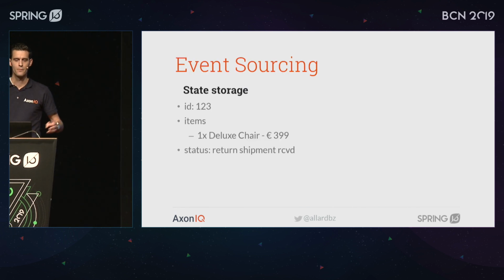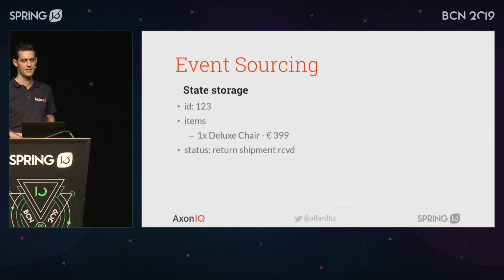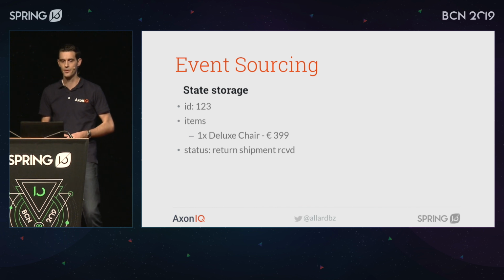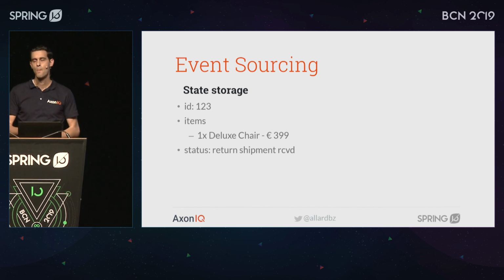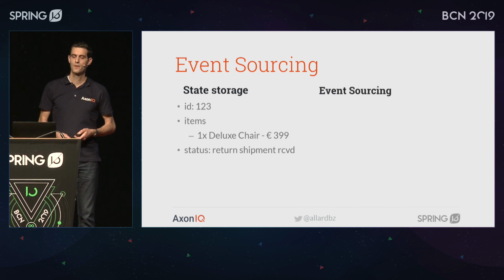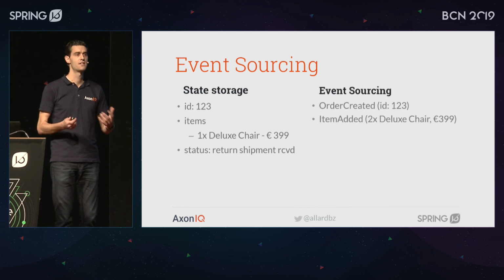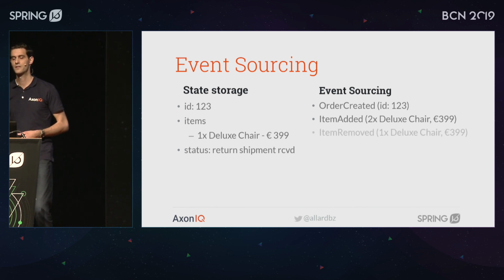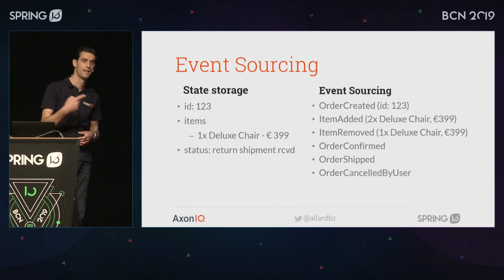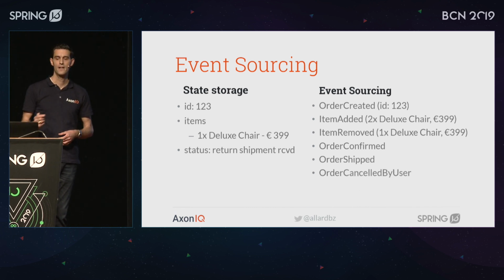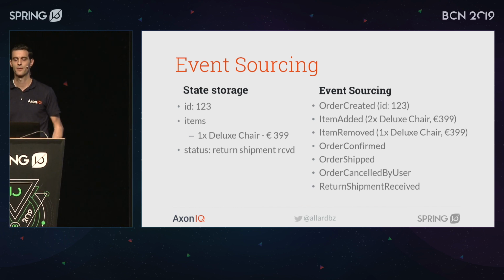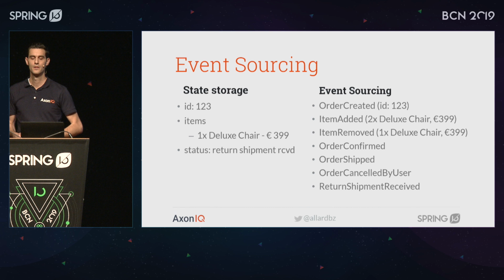So with event sourcing, we don't store the state, as in the example on the left. We don't store the fact that currently that order has been returned, as you can see in the bottom, and it has one item of a luxury chair. But with event sourcing, you get the entire history. You get it was created, 2 items were added, 1 item was removed, an order was confirmed, and it was shipped, then it was canceled, and that's why we had to wait for the return shipment, because somebody canceled it after it was shipped. And then we got the shipment.